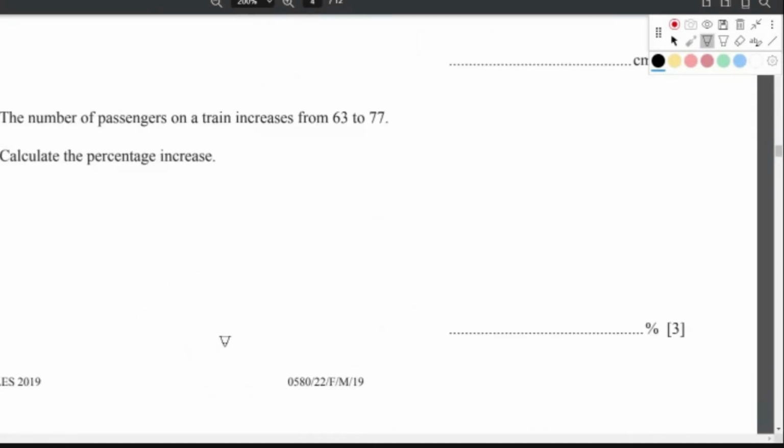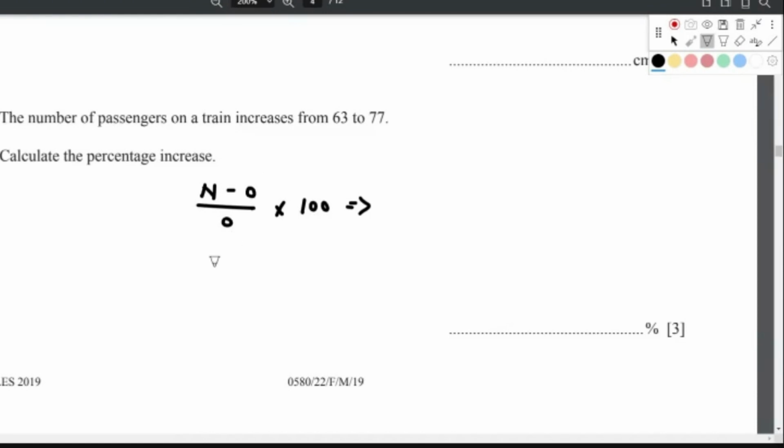So percentage increase. How would you do a percentage increase? New minus old over old times 100, right? So just remember, for percentage increase or decrease, we just use this formula. Give it a try. Okay.